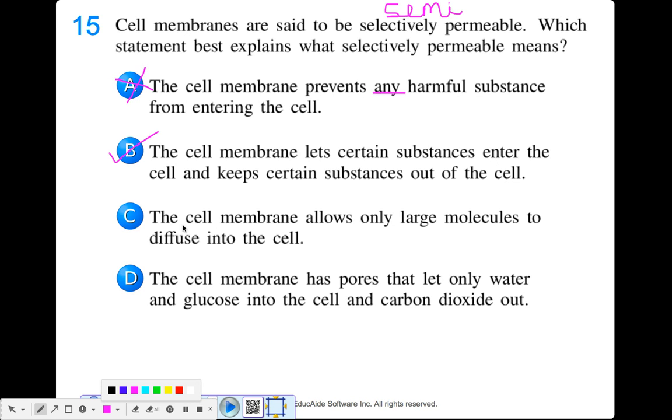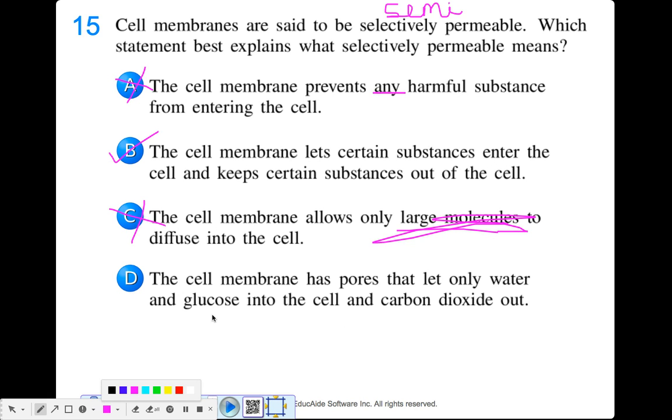That sounds good. Do large molecules diffuse into the cell? No. Remember we saw the starch? It got stuck in the cell. It couldn't move at all. The cell membrane has pores that only let out water and glucose into the cell. Only let water and glucose into the cell and carbon dioxide out.